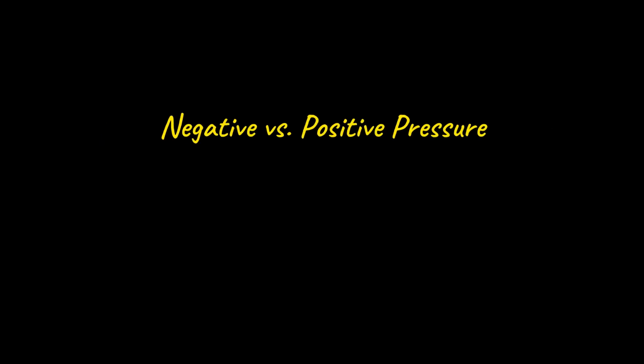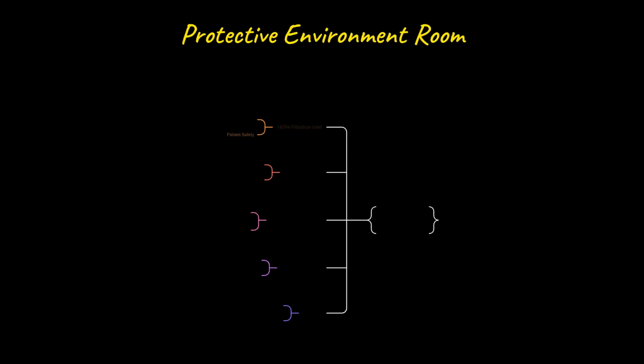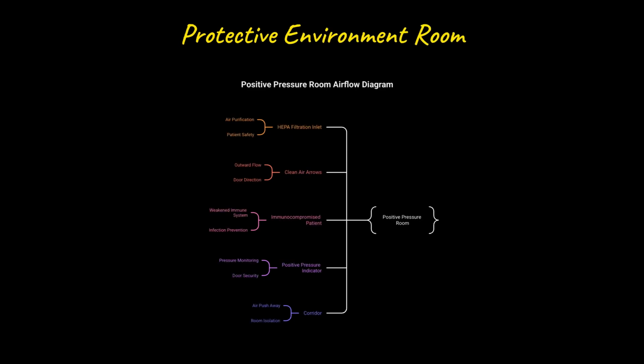The distinction comes down to airflow direction. In airborne isolation, negative pressure pulls corridor air inward and exhausts it safely, isolating a dangerous patient. In a protective environment, positive pressure pushes clean filtered air outward, keeping pathogens away from a vulnerable patient. HEPA filtration removes particles down to 0.3 microns, capturing fungal spores before air enters the room. At least 12 air changes per hour maintain the positive pressure gradient, and a pressure indicator at the door confirms the room is functioning correctly.